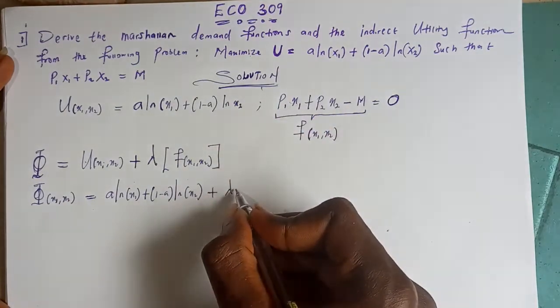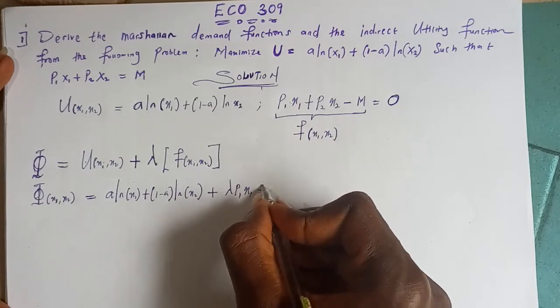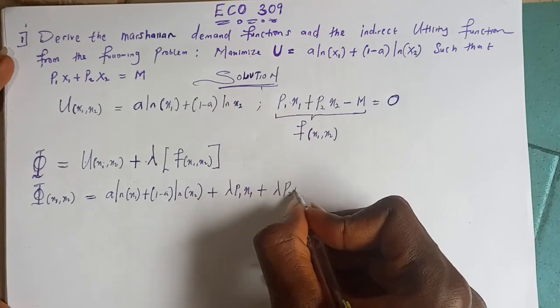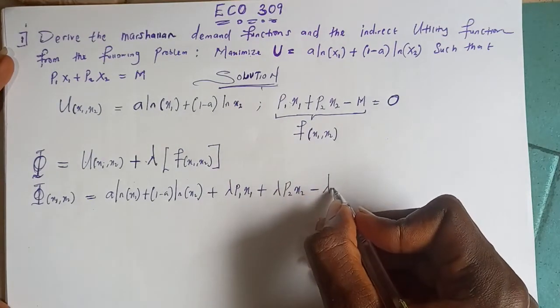which is lambda p1 of x1, then plus lambda, we multiply this p2 of x2, and minus lambda m.